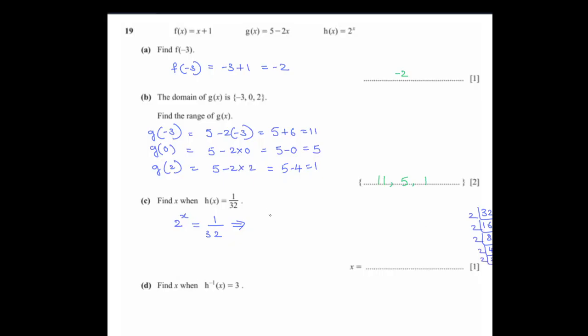2 raised to 5. So 1 by 2 raised to x is equal to 1 by 2 raised to 5. Make it numerator, because it is in the denominator, you have to write it in the numerator. So 2 raised to x is 2 raised to minus 5. When the bases are the same, exponents are also equal. So x is equal to minus 5.